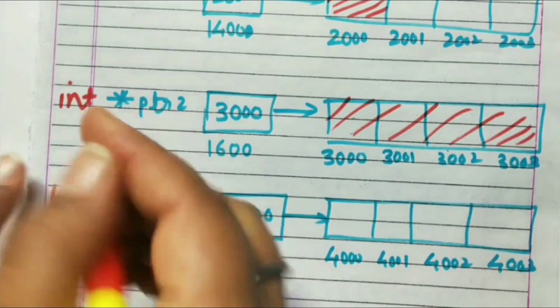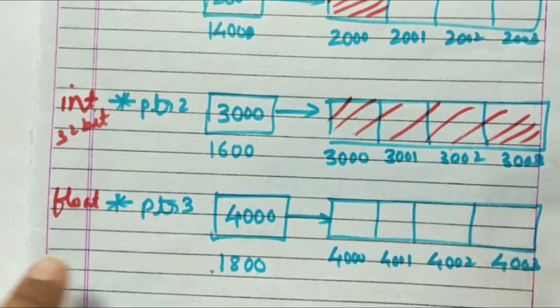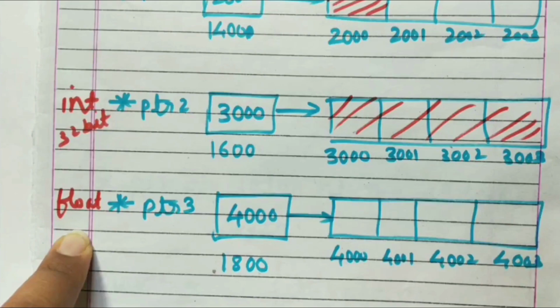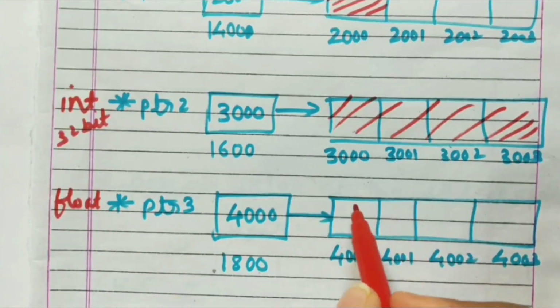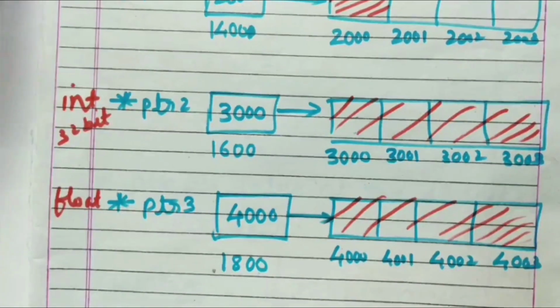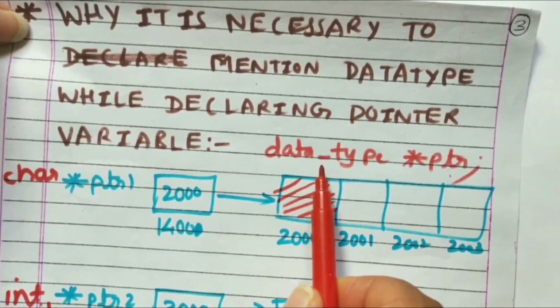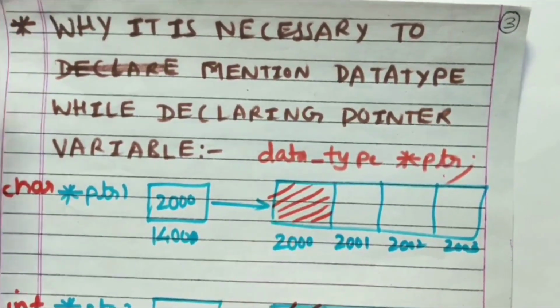And third, if we assume this is a 32-bit system, the third is a float pointer. Again the compiler will know that it has to access 4 bytes of data. That's why it is necessary, while declaring a pointer variable, to give it a data type.